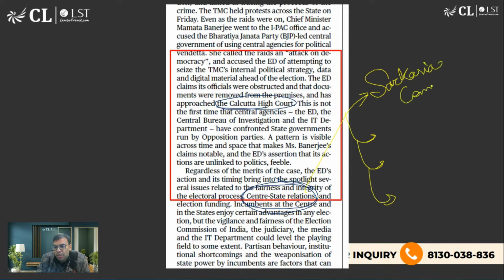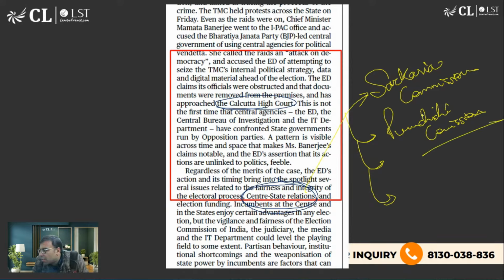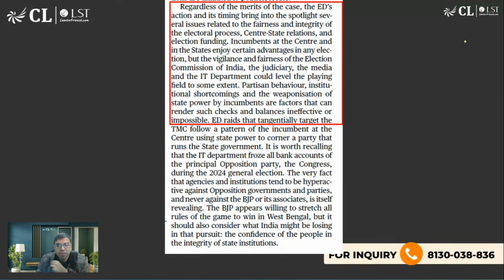I'm sure you must have heard this. And then we have the Punchhi Commission. And there were many other commissions, like the Rajamannar Commission. But these two are very famous, especially this one. Regarding center-state relations, they gave a lot of recommendations on how friction between the center and the state can be minimized, etc. Okay, so these were the things that we talked about.